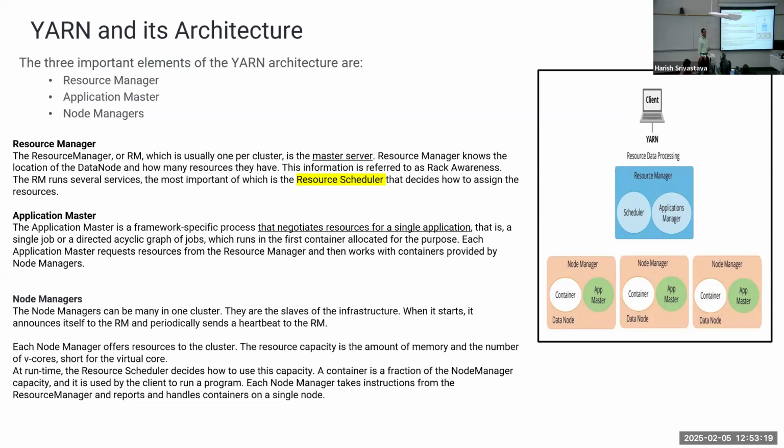People need to ask me the question, otherwise how will I know? Even if I am asking it, I think this should be a good question, but you need to ask me. The graph runs in the first container allocated for the purpose. Why the first container?